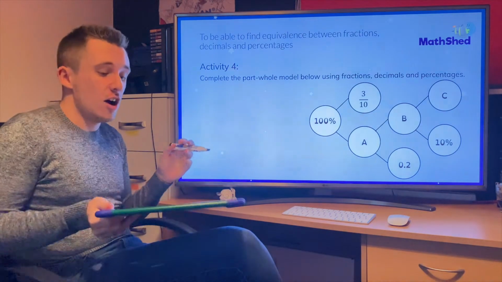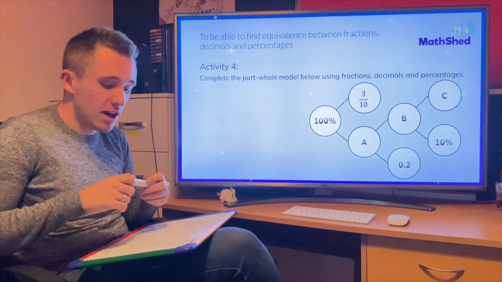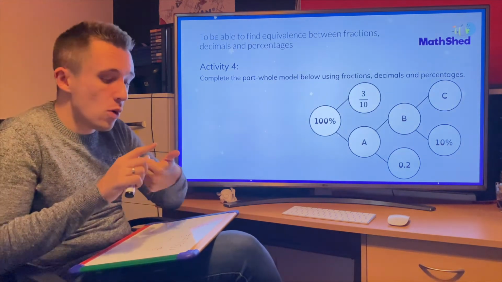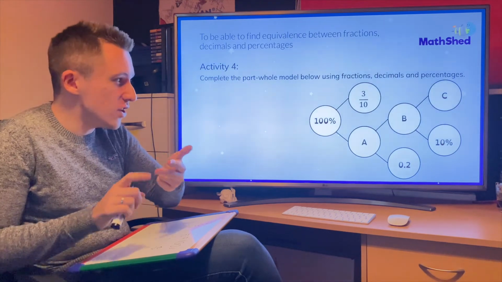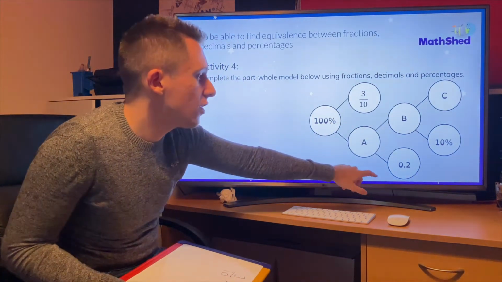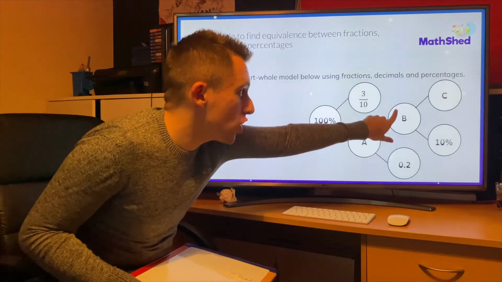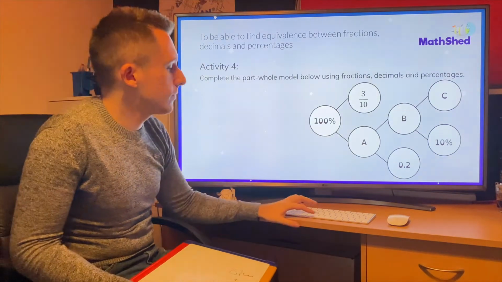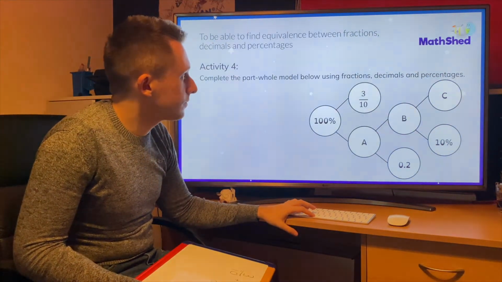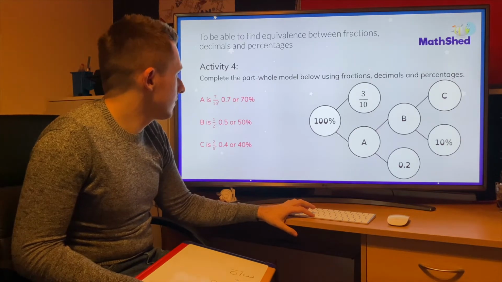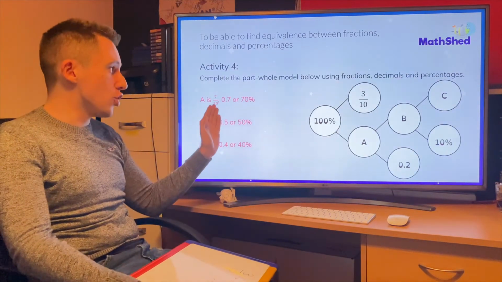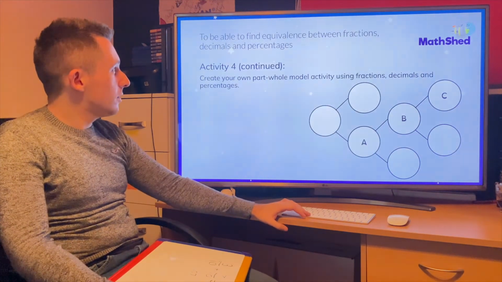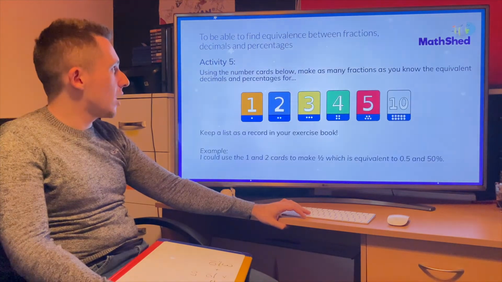Now, activity 4 is mainly aimed at my group, but if you'd like to have a go, like some of you did yesterday, I saw some fantastic work from children that had a go at activity 5 yesterday. Have a go at completing this part-whole model. Remember, you need one fraction, one decimal, one percentage each time it splits. So you would need one of each here, and you'd need one of each here. Okay? Pause the video, have a go. And here are your answers. Now, there are different combinations you could have answered. They're all here for you.